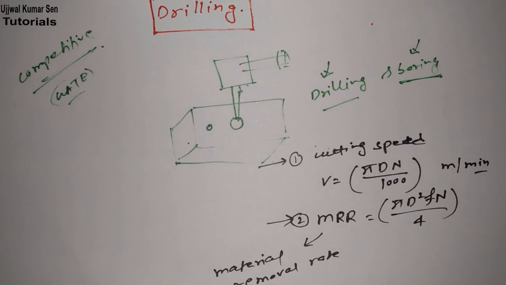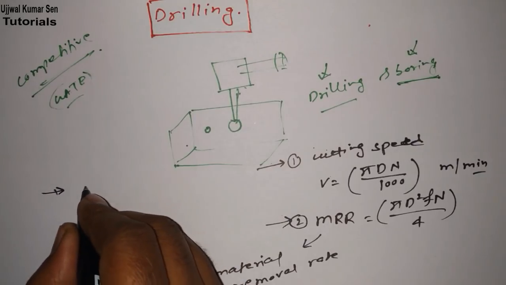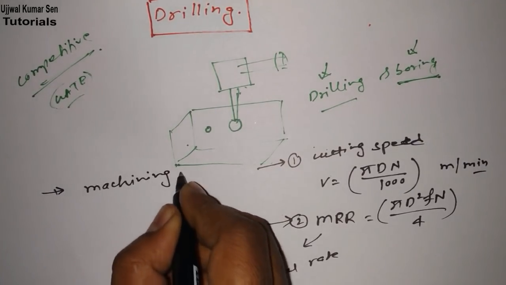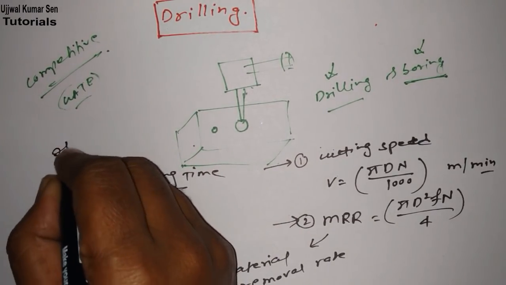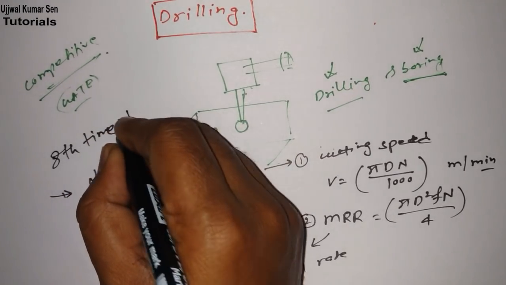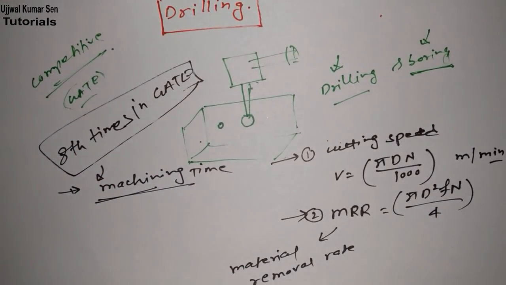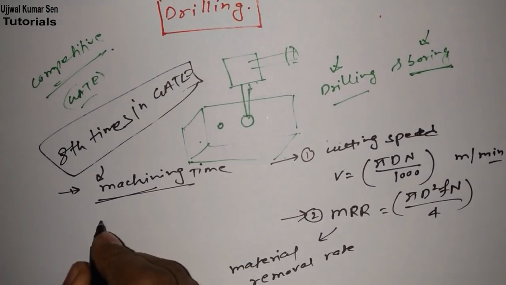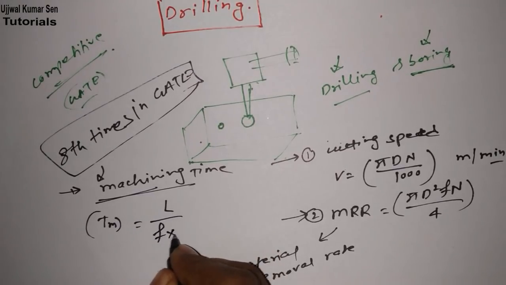Okay, now let's go for the third and most important formula, that is, probably you can understand, right? Machining time. And this is the formula which has been asked at least 8 times in GATE. At least I have seen 8 times the question has been asked. So basically I am going to share with you 2-3 questions that have been asked already. So what is the formula for finding out machining time? Let's say TM, machining time, okay, that is L by F into N.